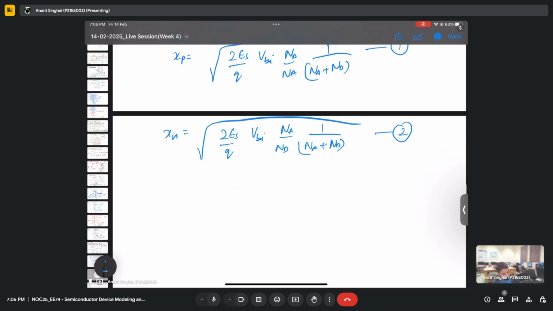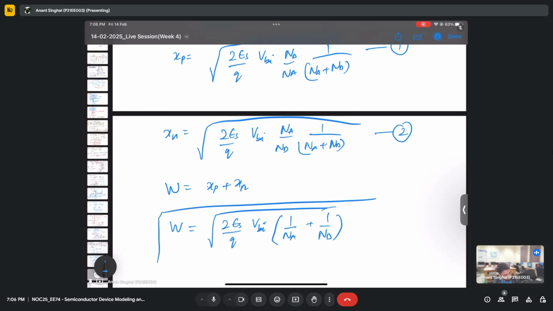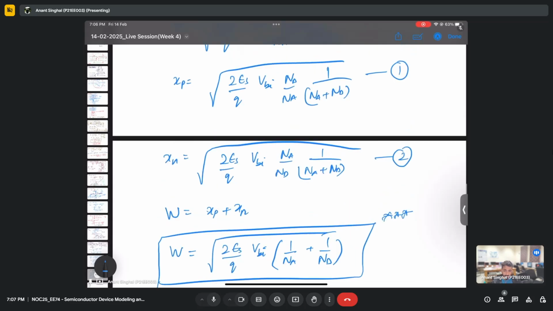Yes, it's clear. So W is nothing but xp plus xn. If you just add them, the final relation will come out to be 2 epsilon s by q VBI, and it will be 1 plus Na upon 1 plus Nd. So this is the final formula that you get. This is again very important. You must have seen it in the lectures also, where there are derivations, right?